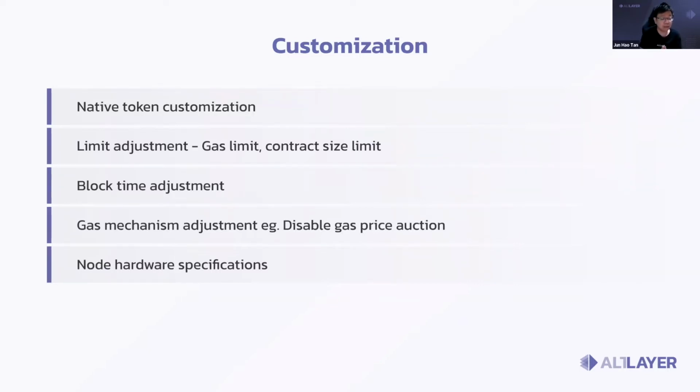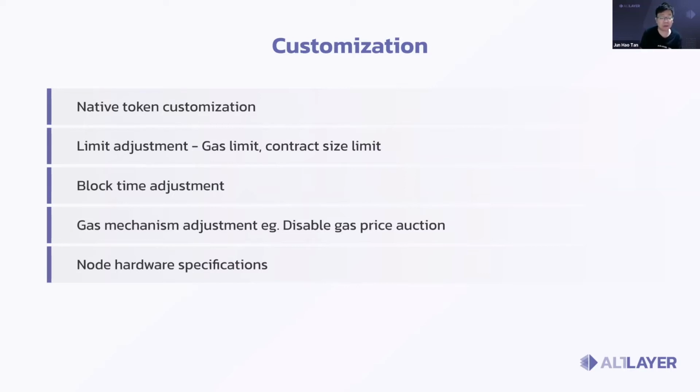And also something more interesting is gas mechanics adjustment. For example, if you are worried about MEV stuff, or if you are worried about gas price auctions, you want it to be fair for everyone, whereby it can be first come first serve. That means the first transaction that enters will get processed first, rather than via a gas price auction.